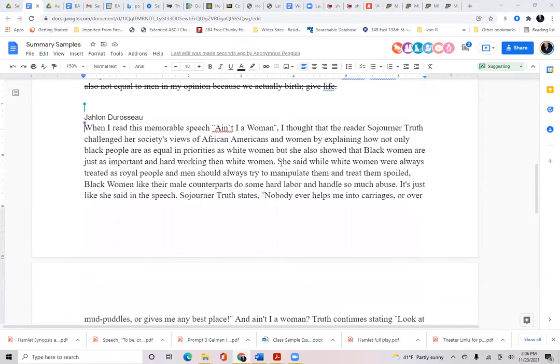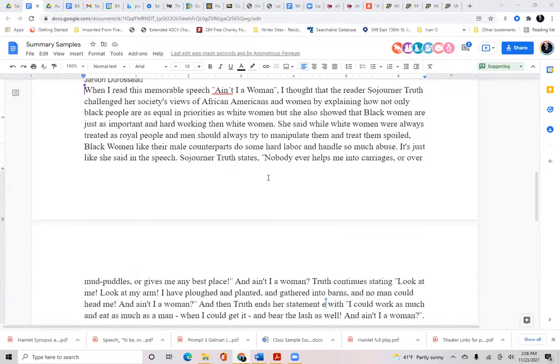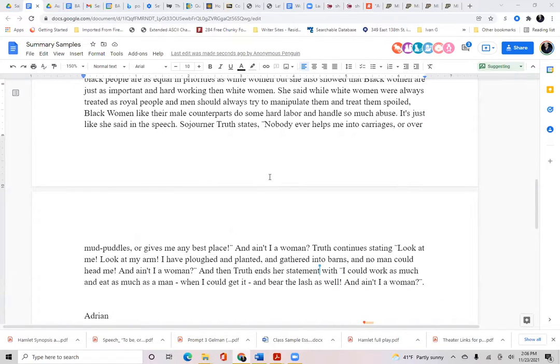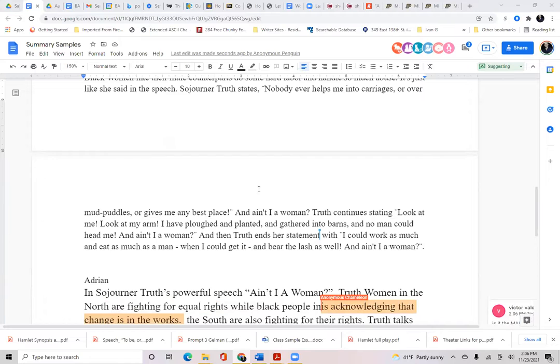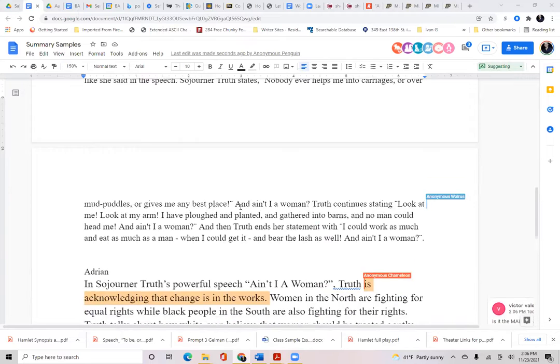She said, while white women were always treated as royal people and men should always try to manipulate them and treat them spoiled, Black women, like their male counterparts, do hard labor and handle so much abuse. It's just like she said in the speech. Sojourner Truth said, nobody ever helps me into carriages or over puddles or any place. And ain't I a woman?